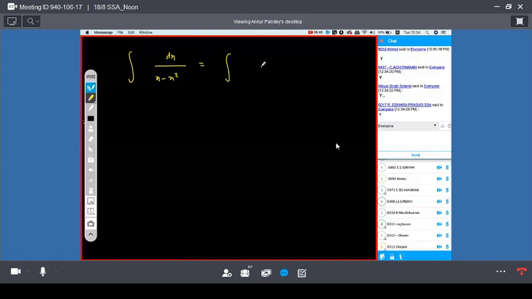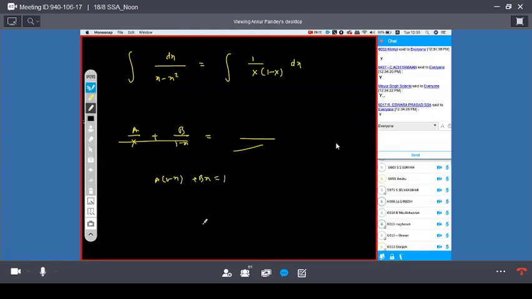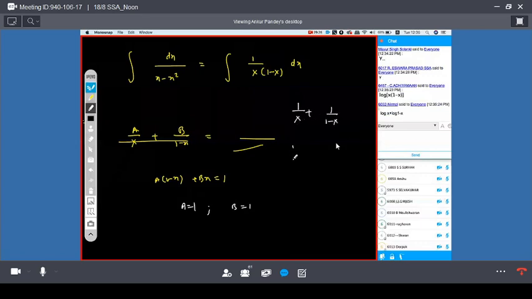So nothing, you will have to first create the factors. 1 by x into 1 minus x, right or not? So you will be like a by x plus b by 1 minus x, right? LCM and LCM got cancelled. A into 1 minus x plus b into x equal to 1. Put x equal to 0, you get a equal to 1. Put x equal to 1, you get b equal to 1. Yes or no? Yeah. So 1 by x plus 1 by 1 minus x.